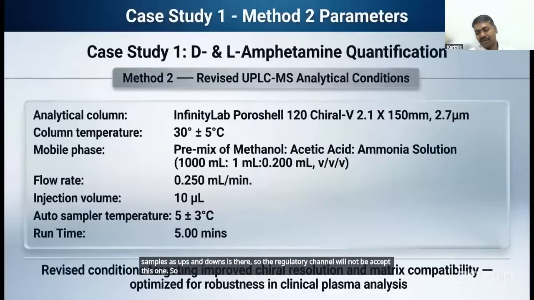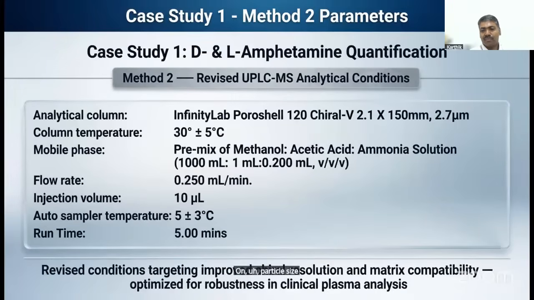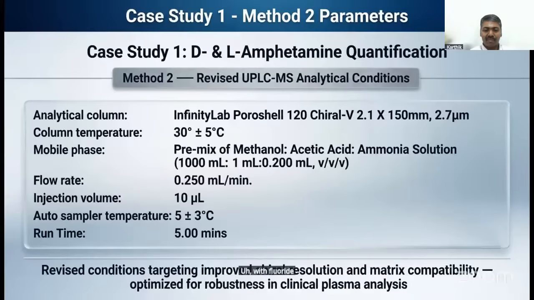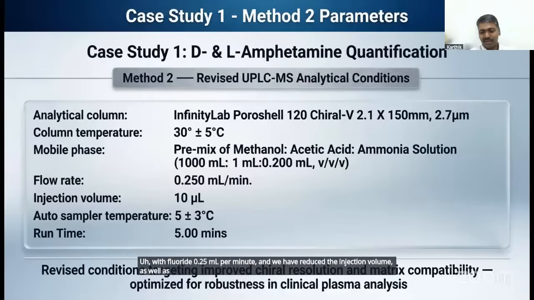So we went for redevelopment by changing the column to an InfinityLab Poroshell 120 Chiral, with a 2.1 mm diameter and 2.7 micron particle size. Here we removed the entire aqueous portion from the mobile phase. Our mobile phase remained methanol with acetic acid and ammonia, with a flow rate of 0.25 ml per minute, and we reduced the injection volume as well as the run time.